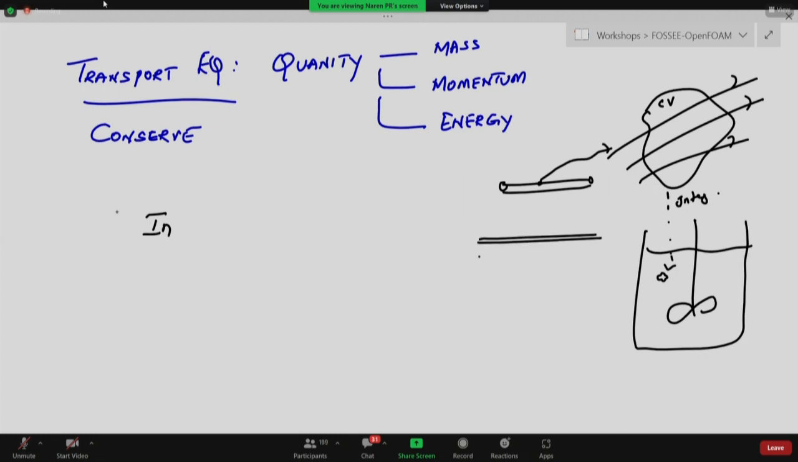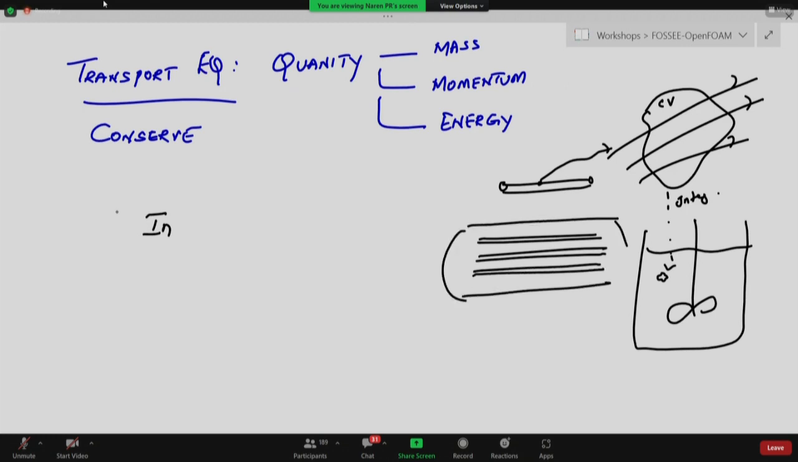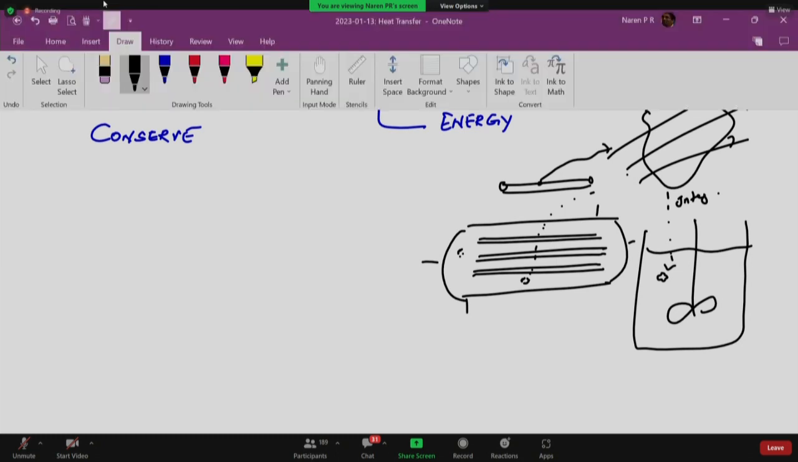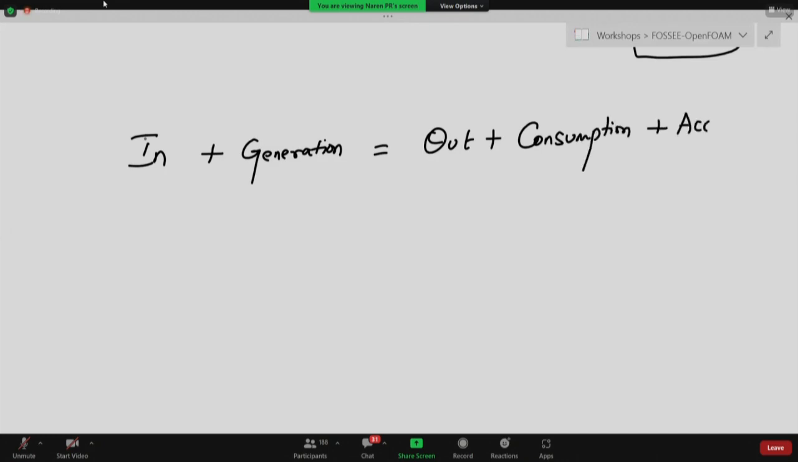It can be a part of a heat exchanger also. So if you have a shell and tube heat exchanger, this control volume could be something over here. It could be anywhere, here or here. It is only when you integrate this control volume that you get the equipment. So that's the understanding. So all equations in CFD can be written as in plus generation is equal to out plus consumption plus accumulation.